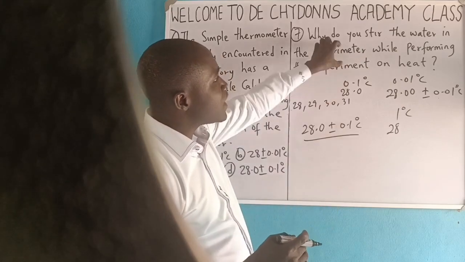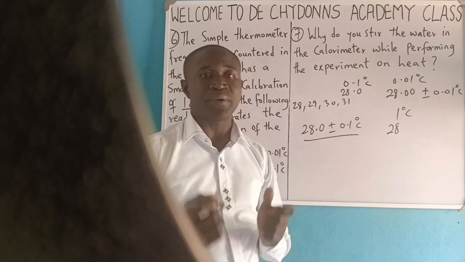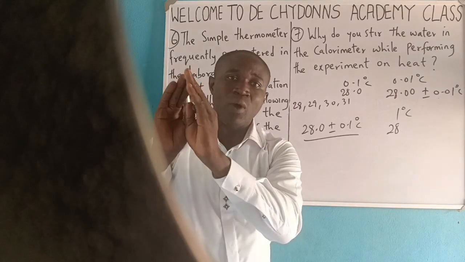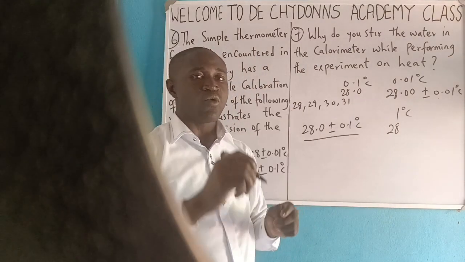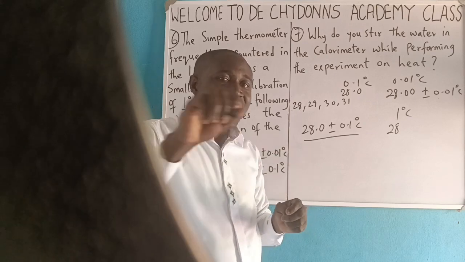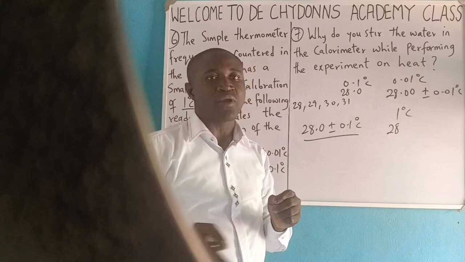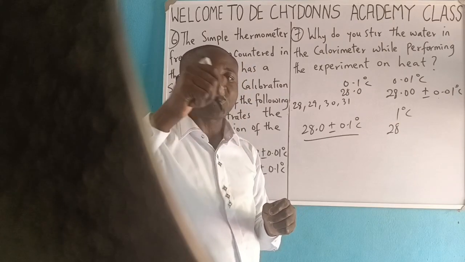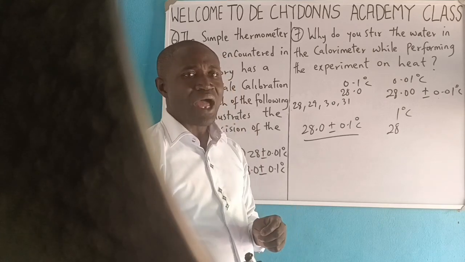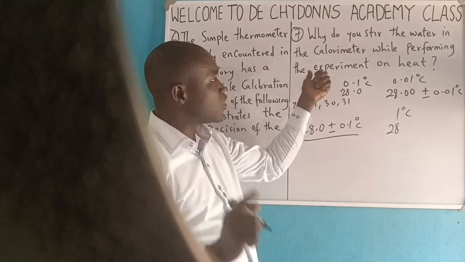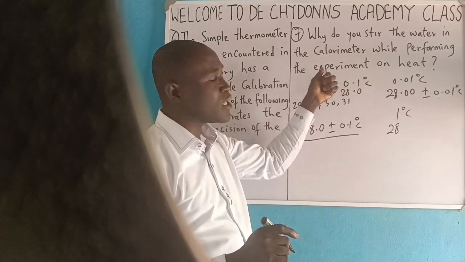So if we didn't stir it, we will not be able to get the accurate final or resultant temperature of the water. The heat will just go to one point and concentrate and will not be able to circulate. So with the stirrer, we'll be able to stir it so as to distribute it to go around the whole part of the water. So I will be getting the resultant temperature of the water accurately. So I believe you understand the explanation. So in simple words, why do you stir the water in the calorimeter while performing the experiment on heat?